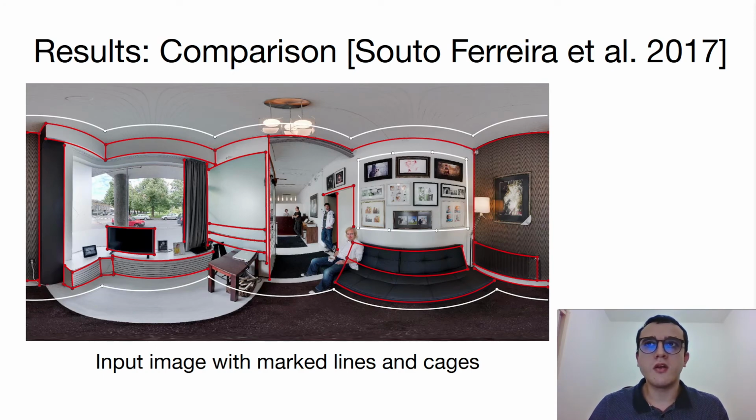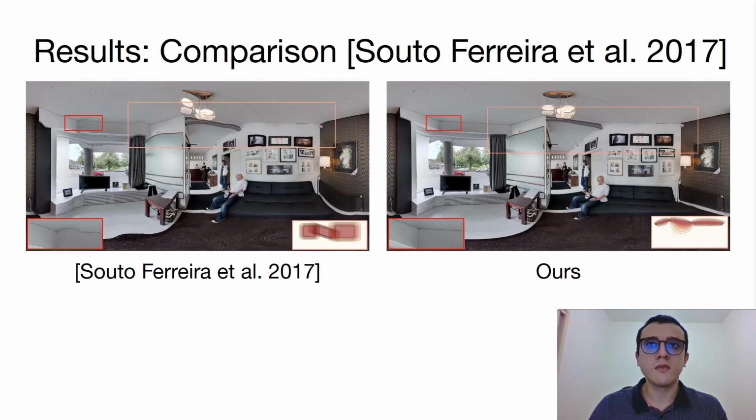We can compare our methodology to the one developed by Souto, Ferreira and colleagues in 2017 in this very complex setting, with a considerable number of lines to be rectified. On the left, we see their result. Although their method rectifies most parts of the lines, their extremities are distorted due to the overlapping of transformations that occur in these areas, as shown in the left inset.